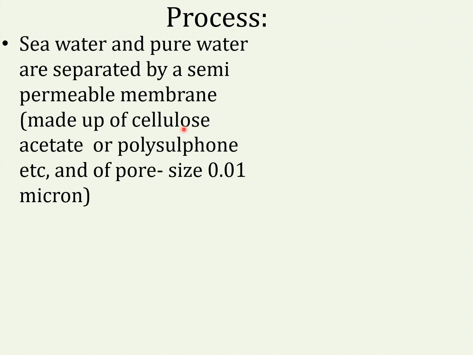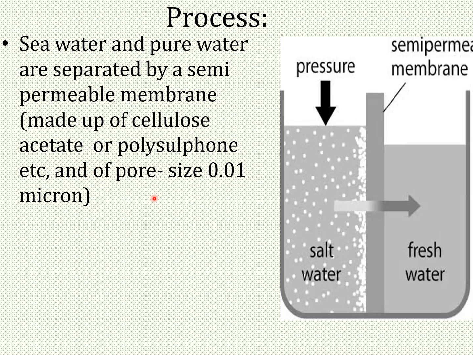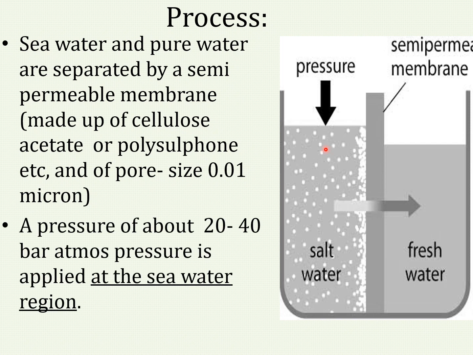Now let us see the process in detail. Let us take seawater and fresh water and separate them with a semi-permeable membrane. It's usually made of cellulose acetate or polysulfone, etc. Here is the picture, the salt water and the fresh water separated by a membrane. And yes, we are applying a pressure in excess of the osmotic pressure on the salt water, the higher concentration side. The pressure will usually be 20 to 40 bar atmospheric pressure. Well, then what happens? The reverse osmosis.